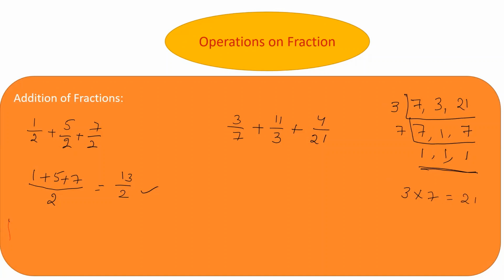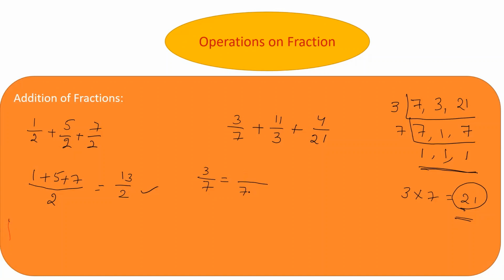The LCM of 7, 3 and 21 is 21. So now, with the help of the LCM, we can convert the unlike fractions into like fractions. Let's write 3 by 7. All the denominators should be 21.